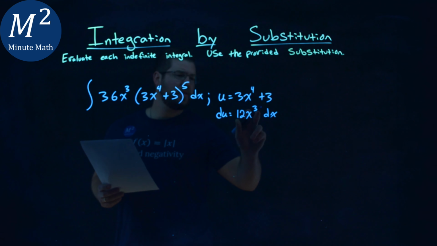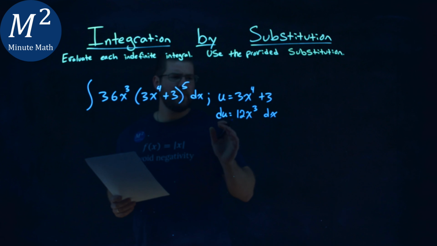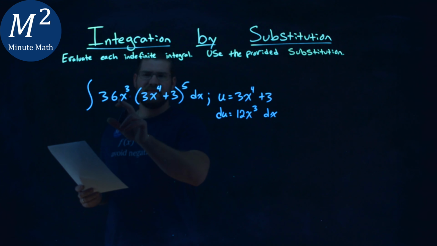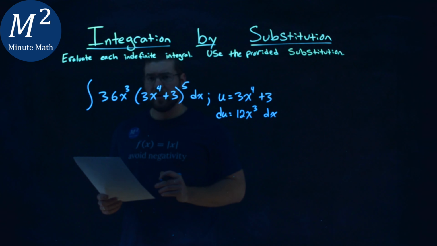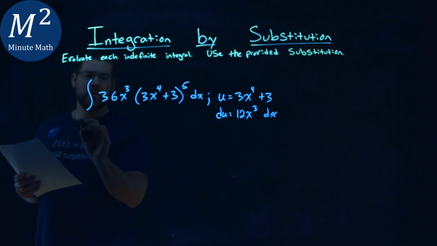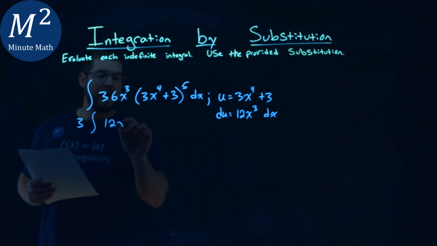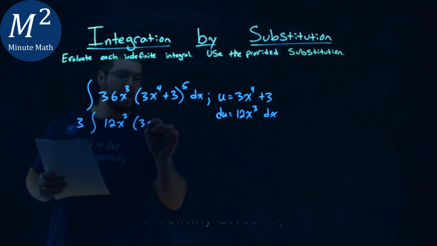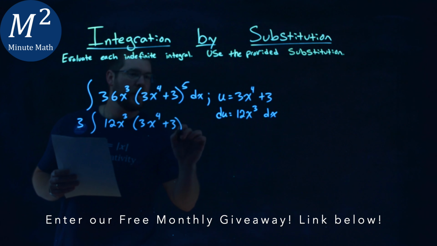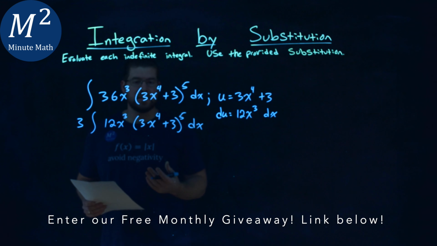We have a 12x to the 3rd dx, and we have a 36x to the 3rd dx. So what can we do to really fix this so it lines up perfectly? Well, that 36 right there, if I pull out a 3 from the integral, right? Pull out a 3. I'm left with a 12x to the third power, 3x to the fourth plus 3 to the fifth power dx. And we're allowed to pull out these constants.